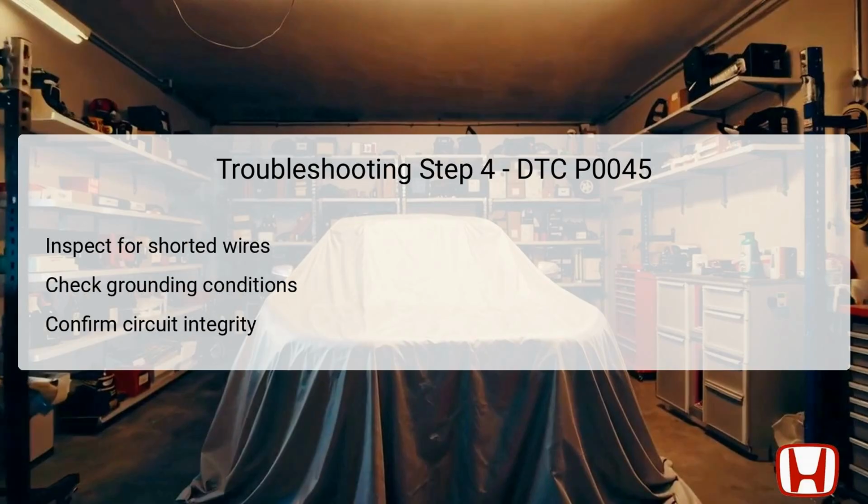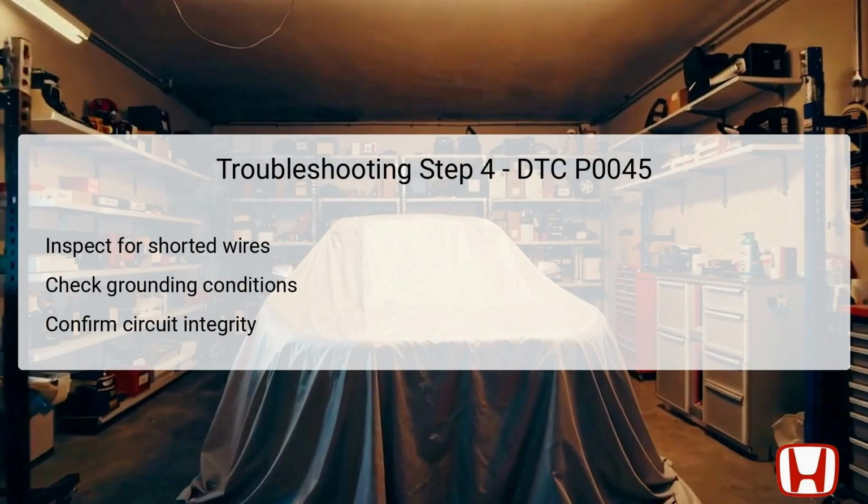The fourth step in troubleshooting P0045 requires inspecting for shorted wires, particularly WG-MTR1+ and WG-MTR2-, by checking for grounding issues. The objective here is to verify that both wires demonstrate more than 1 mega ohm of resistance when tested against the ground. This ensures that no shorts are present, which could lead to a malfunction in the actuator.